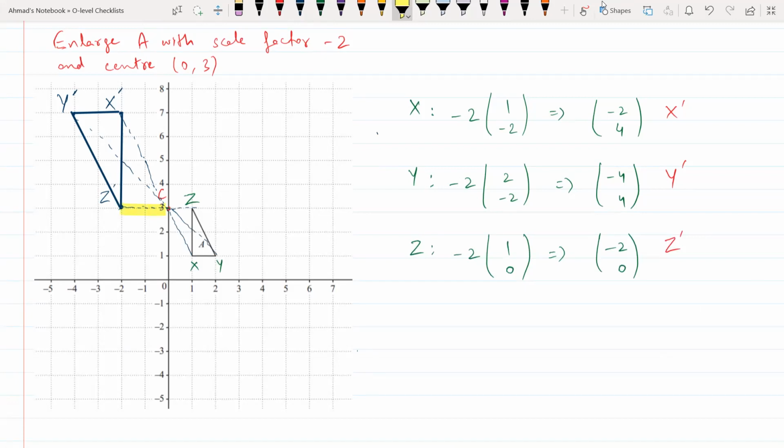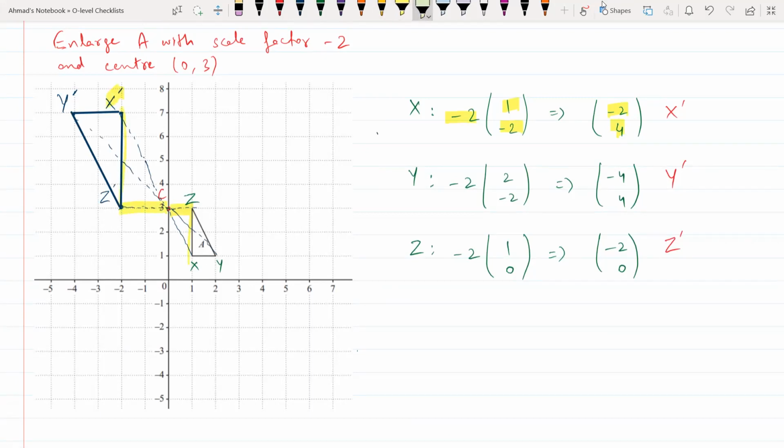ठीक है? Similarly, x पे कैसे पहुंच सकते हैं? 1 right and 2 down. That's 1 right and 2 down here. So how do you get x bar? You multiply this with -2. -2 से multiply किया, you get -2 and 4. So center से आप क्या करोगे? 2 units left and 4 units up. That's your x bar here.